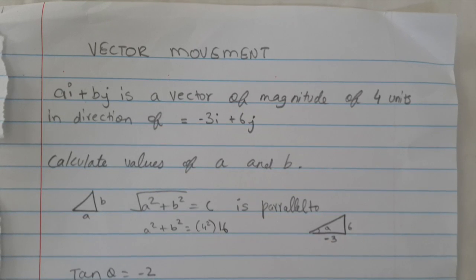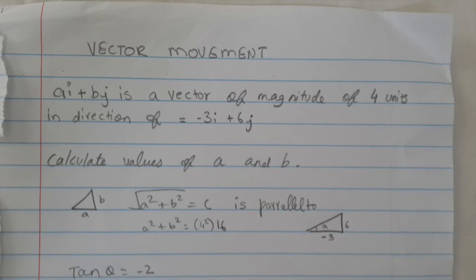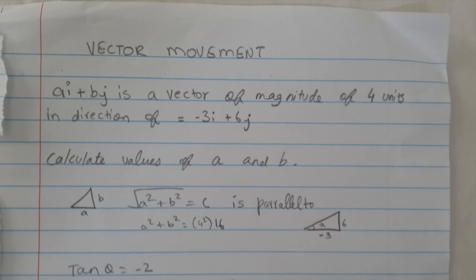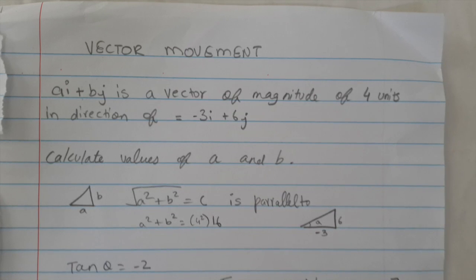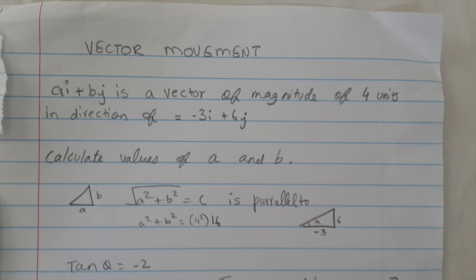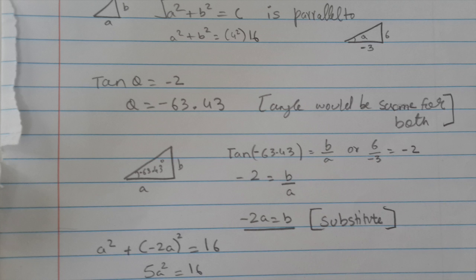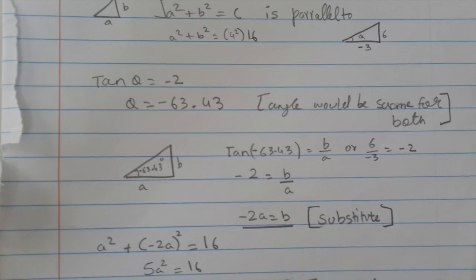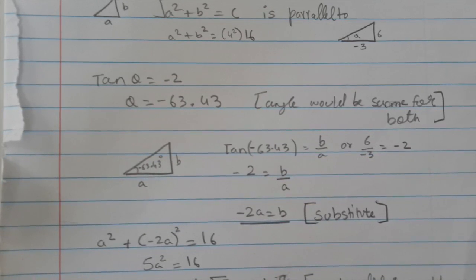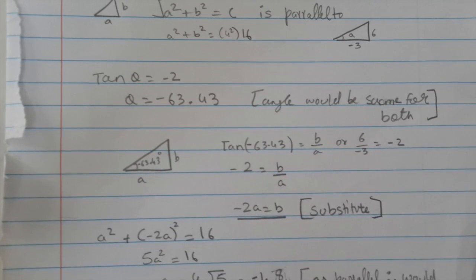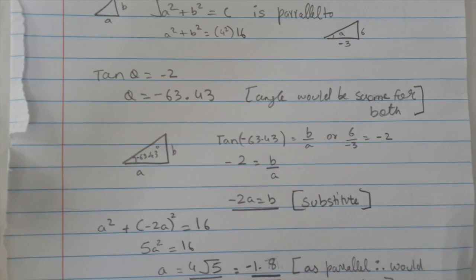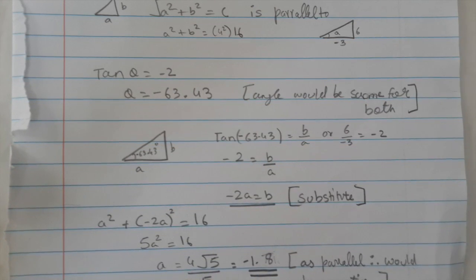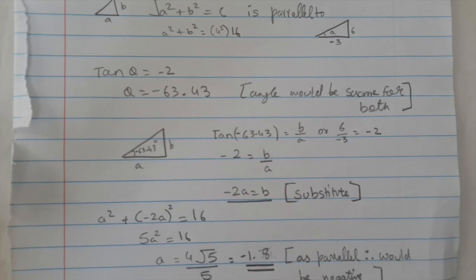I draw another triangle replacing a and b with minus 3 and 6, and the angle can be found using tan, which is equal to 6 divided by minus 3, which is minus 2. Using tan inverse, I find the angle is minus 63.43 degrees, and as they're both parallel, the angle would be the same. To find the angle, we did 6 divided by minus 3, or b over a, which is equal to minus 2. Therefore, minus 2 is equal to b over a.